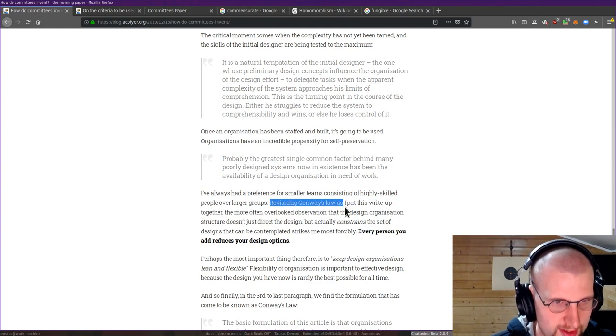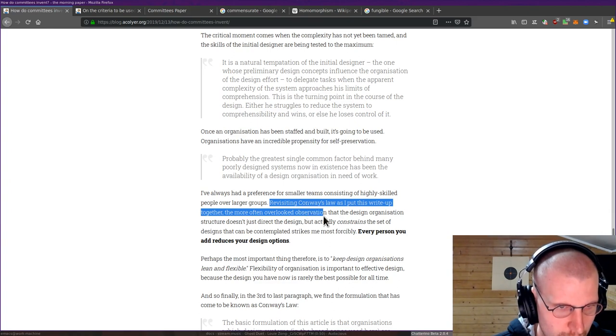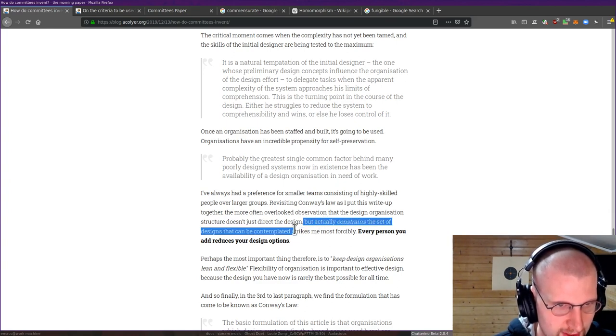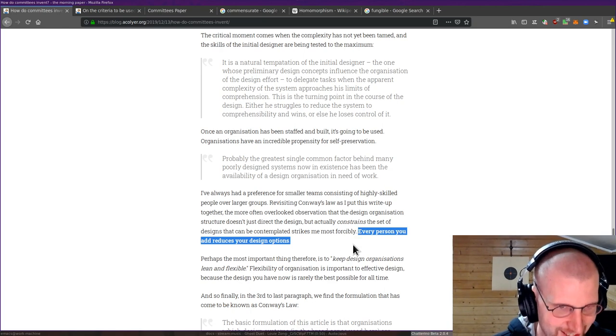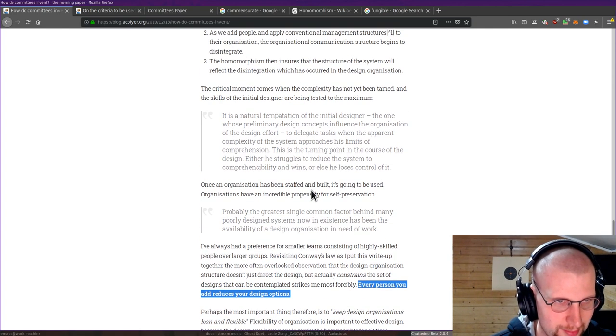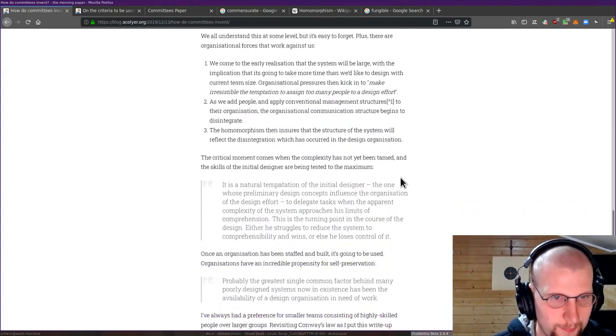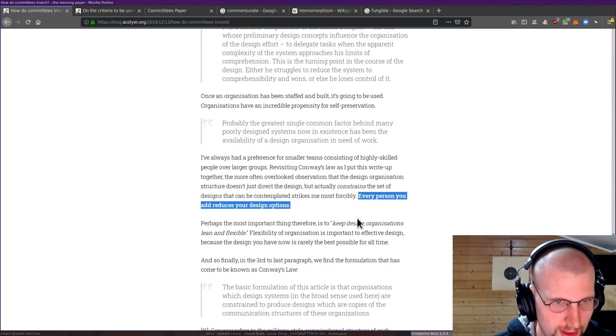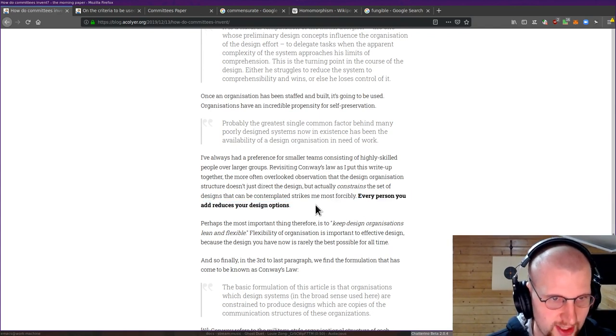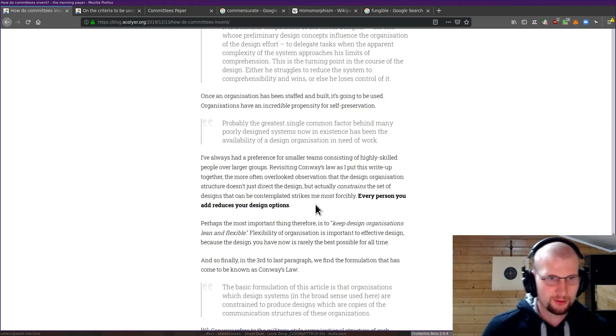Revisiting Conway's Law, as I put this write-up together, the more often overlooked observation that design organization structure doesn't just direct the design, but actually constrains the set of designs that can be contemplated strikes me most forcibly. Every person you add reduces your design options. Because you need to have that overhead, you'll end up with that homomorphism, right? So if you add more persons to your software development team, you will have fewer options in your designs, because you need to delegate and you need to coordinate.